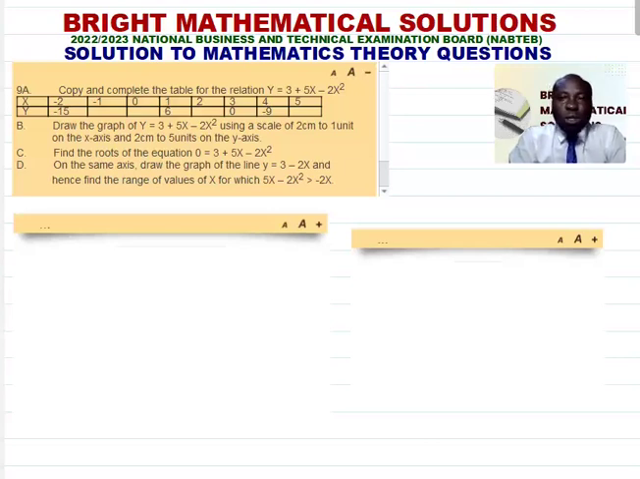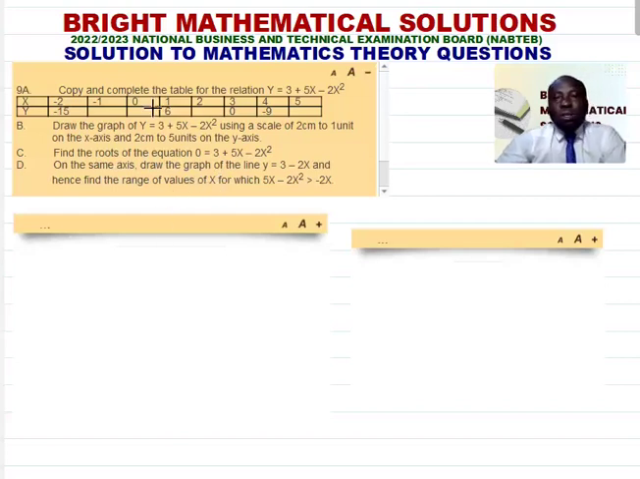So the table is given in the form of x and y, and the next question says draw the graph of y equals 3 plus 5x minus 2x squared using the scale of 2 centimeters to 1 unit on the x-axis and 2 centimeters to 5 units on the y-axis. The third question says find the roots of the equation 0 equals 3 plus 5x minus 2x squared. On the same axis, draw the line.